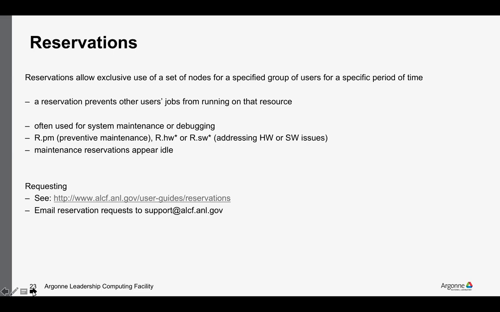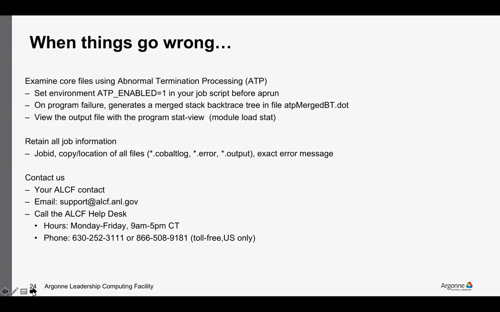A common use for reservations is the regular scheduled system maintenance or possible debugging sessions. So if you type showres and you see uppercase R.PM, the PM stands for preventative maintenance. If you see .HW or .SW, then hardware or software issues may be being fixed. During those reservations, the machine will appear idle. To see more about reservations, there's a link there, and email support for any reservation requests you may have.